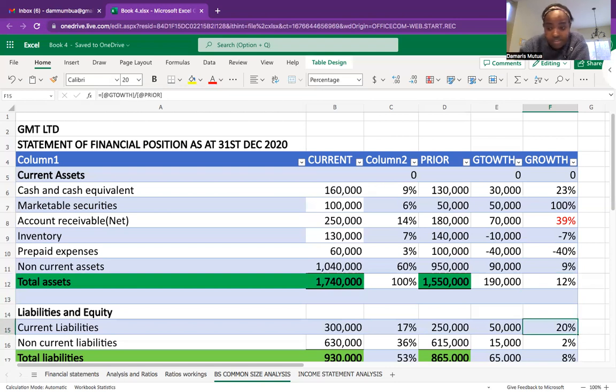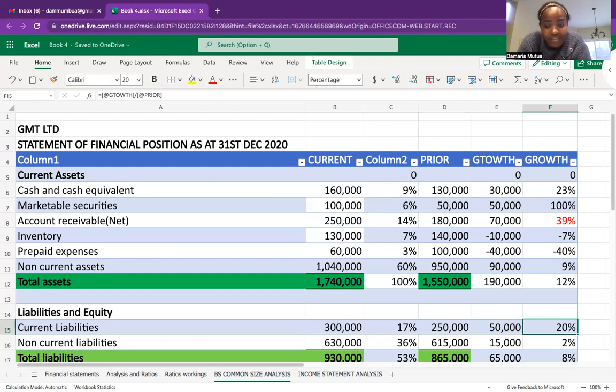Our current liabilities have grown by 20%. We know the longer it takes to pay liabilities, especially the current liabilities, the better for the organization. It increases our liquidity as an organization, but what does our policy say? We need to be adherent to the policy of the organization. If the policy says we need to pay our payables within, let's say, 45 days, we need to pay. So that is something that we need to check.